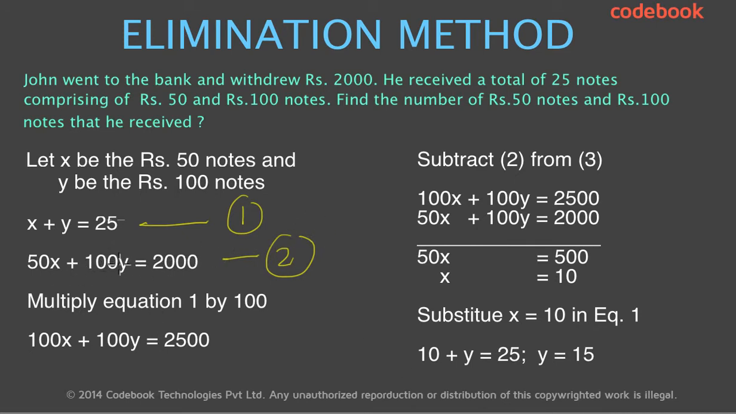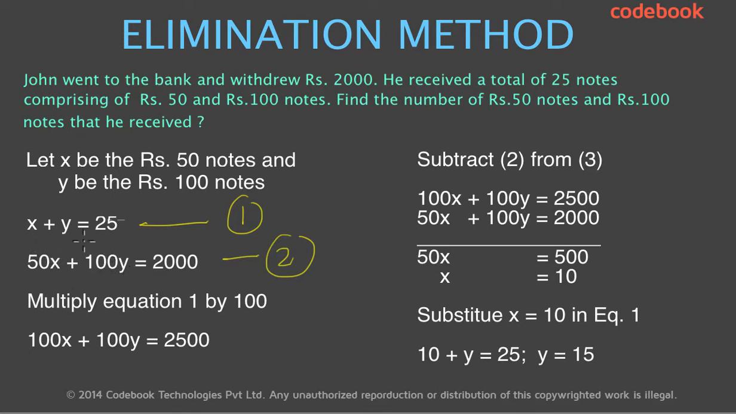So in the elimination method, we multiply the equations with some constant so that one of the variables has the same coefficient, and then we subtract or add those two equations to eliminate that variable. That will result in a linear equation with a single variable, so that we can easily calculate the value of that single variable. So let's look at it.